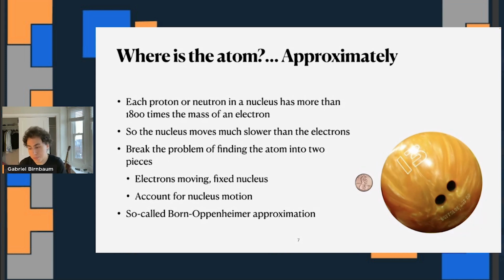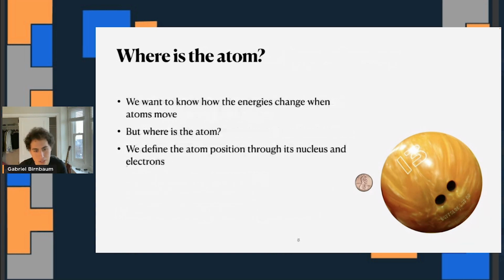It's worth pointing out that each proton or neutron in the nucleus has more than 1,800 times the mass of an electron, which means that the nucleus moves much slower than the electrons, which lets us break the problem of defining where the atom is into two parts. The first part is we solve for fixed positions of the atom nuclei the equations that describe the electron motion, and then we account for the nuclei in motion. So the separation of nuclei and electrons into separate mathematical problems is what we call the Born-Oppenheimer approximation, which is exactly what we talked about here.